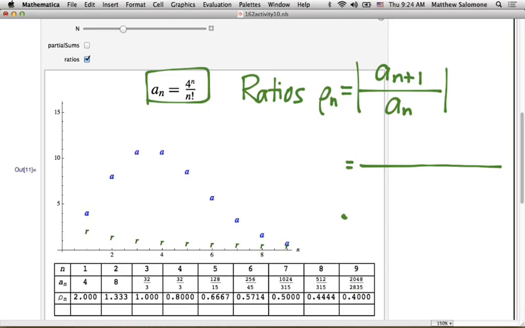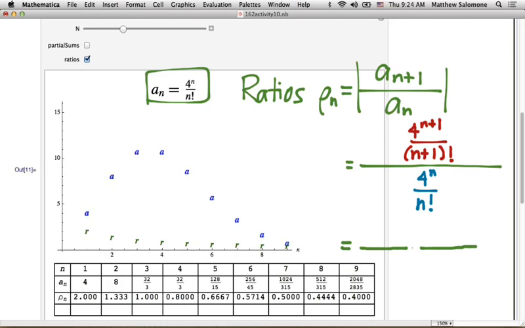So upstairs, a sub n plus 1 is 4 to the power n plus 1 divided by n plus 1 factorial, the quantity n plus 1 factorial. And downstairs, we get the nth term, 4 to the n over n factorial. Now here comes the part that is a little unfamiliar the first few times you do it: we need to simplify this quotient before we take the limit as n goes to infinity to figure out the asymptotic ratio.